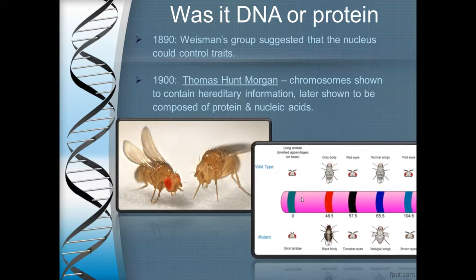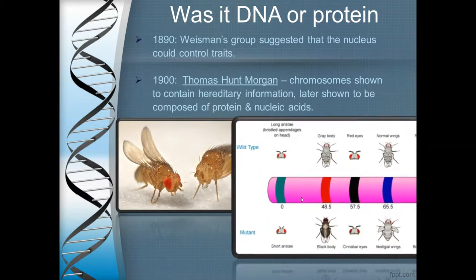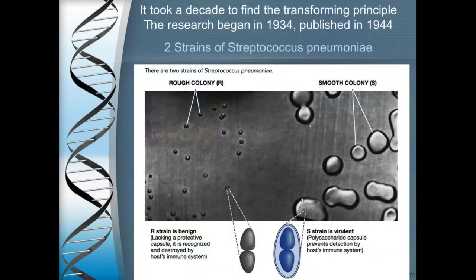So they knew at that point that chromosomes were made up of DNA and proteins and sometimes RNA. So that really led it not just to the nucleus itself, but more specifically to DNA or protein. All right, now here's a really cool experiment.